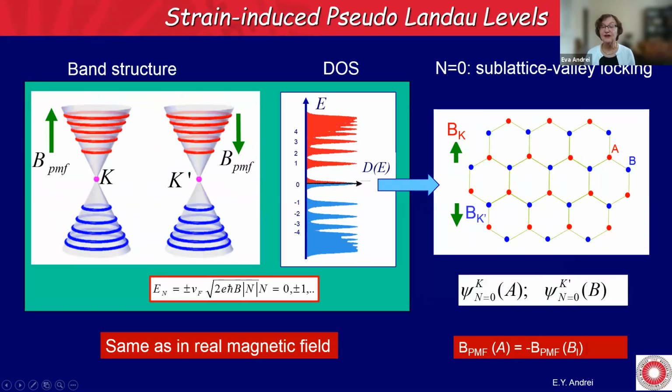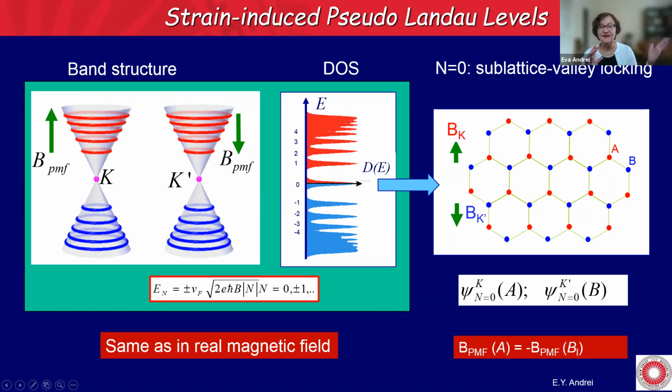So in terms of the density of states, now here we have the two cones with opposite pseudomagnetic fields pointing. However, the density of states depends on the magnitude of the magnetic field.